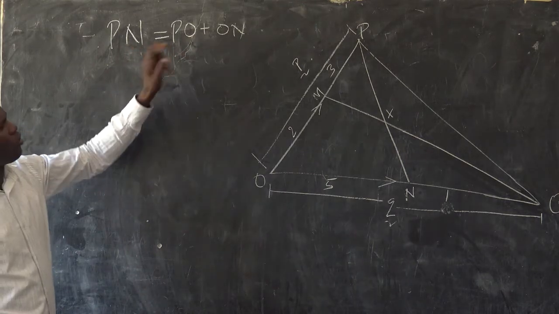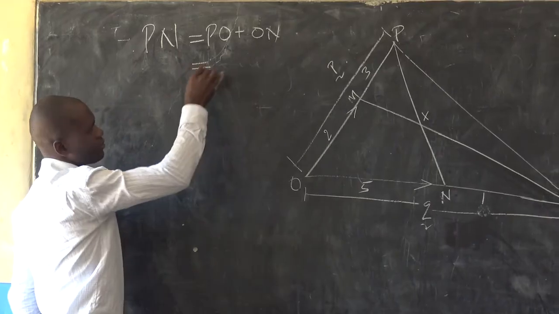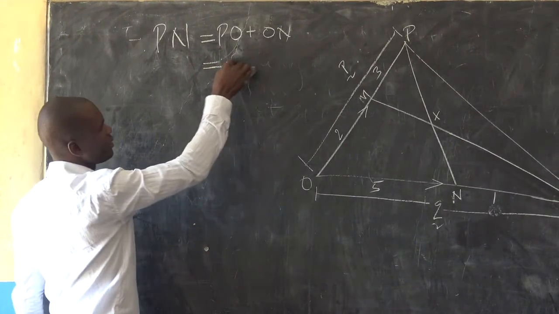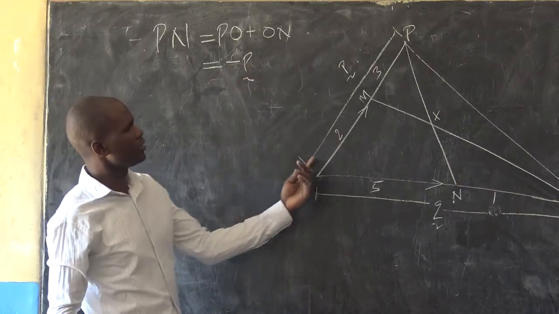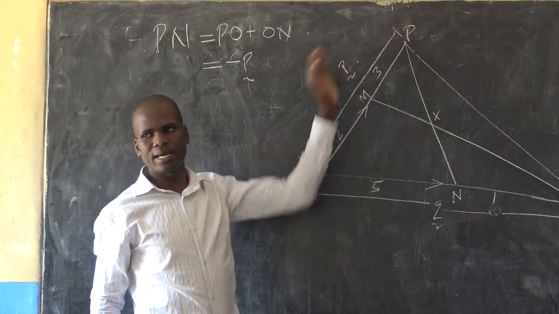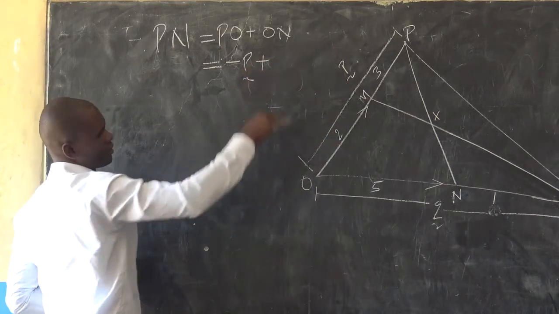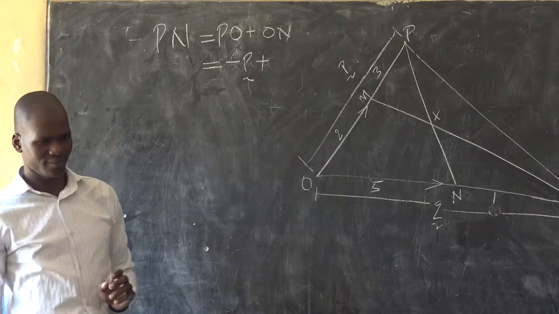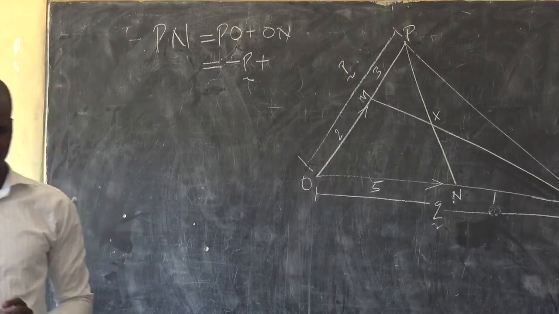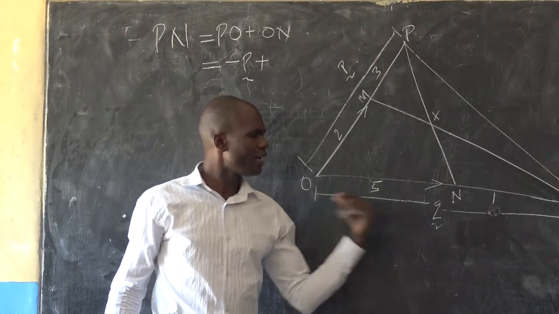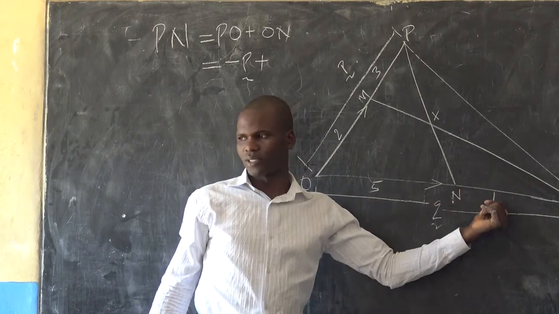So what is PO? Negative p. The original distance from O to P is p, but we are changing direction. Now you will go what? Negative p plus ON. ON is what? So you can see N divides OQ in the ratio of 5 to 1. What is the total ratio?